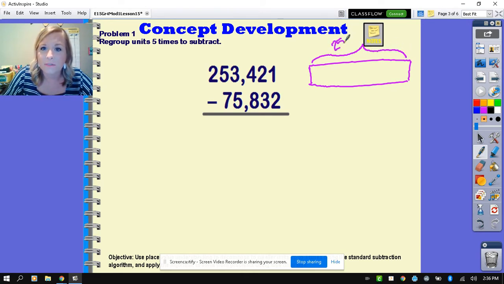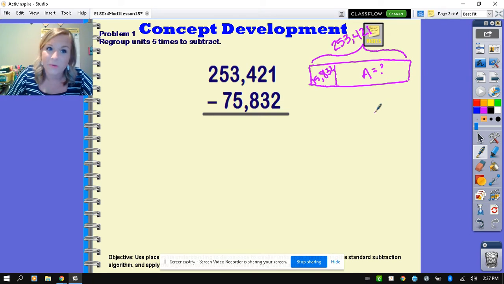253,421. And we know that we're taking away a portion of it, and we're subtracting some of what we have of our total, so 75,832. That means we're solving for a or a question mark. Anytime it's a variable, doesn't matter. It just means it's a big old question mark that we're trying to solve for this portion. This tape diagram always represents subtraction, and that's really important to know.